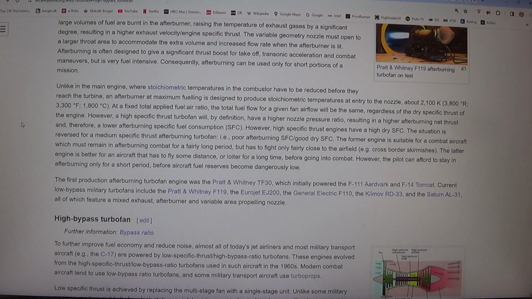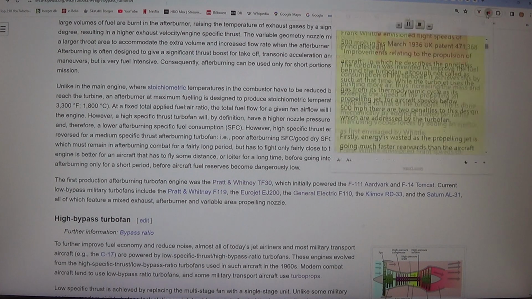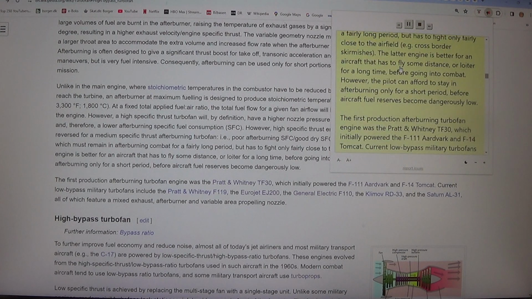Unlike in the main engine, where stoichiometric temperatures in the combustor have to be reduced before they reach the turbine, an afterburner at maximum fueling is designed to produce stoichiometric temperatures at entry to the nozzle, about 2100 K, 3800 degrees R, 3300 degrees Fahrenheit, 1800 degrees Celsius. At a fixed total applied fuel-air ratio, the total fuel flow for a given fan airflow will be the same, regardless of the dry specific thrust of the engine.